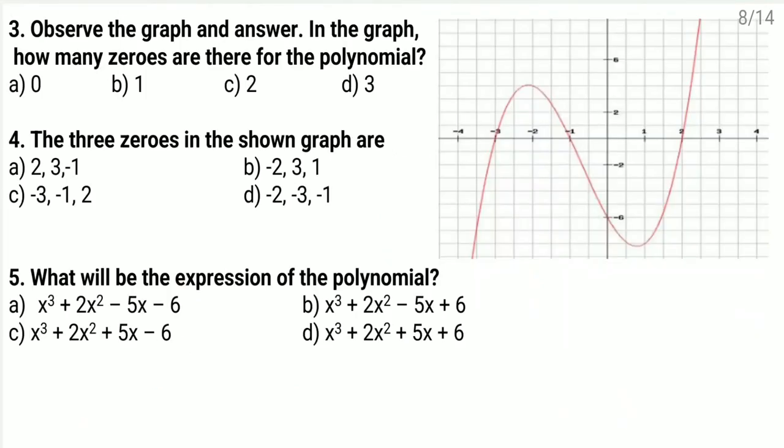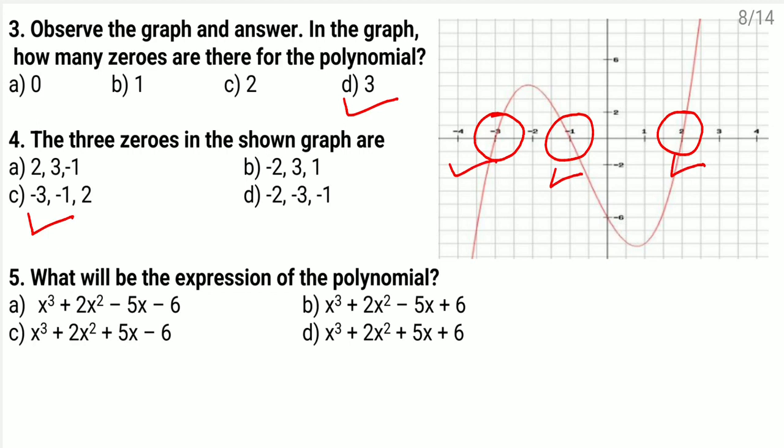Now just observe the graph. And they are saying in the graph how many zeros are there for the polynomial. This graph is intersecting x-axis at this position, and at this position. That means this graph has 3 zeros. Now they are saying the 3 zeros in the shown graph are. So which are those 3 zeros? This one is minus 1, this is minus 3, and this is plus 2. So minus 3, minus 1, plus 2, option C is the correct one.